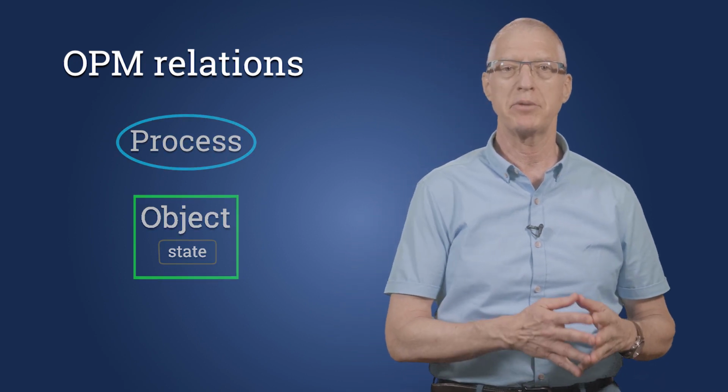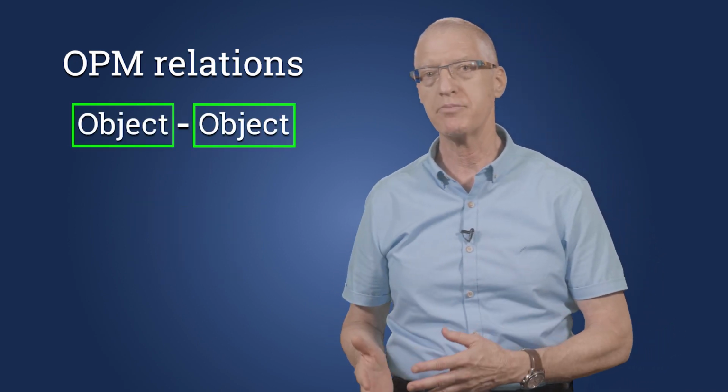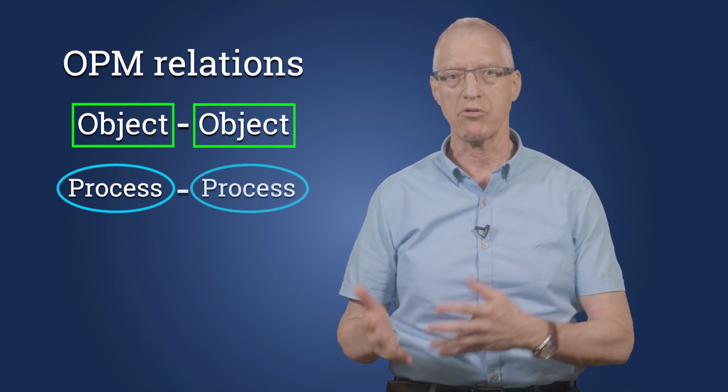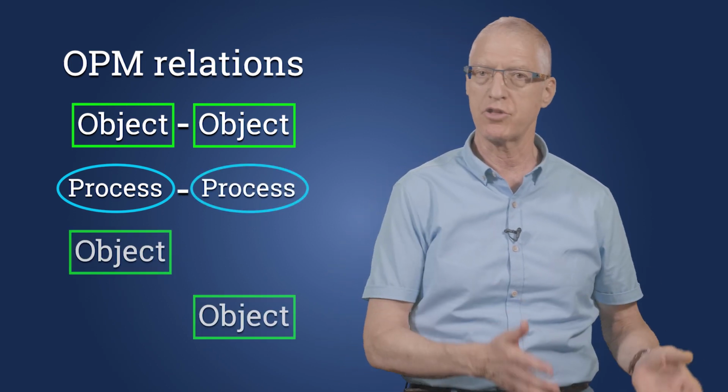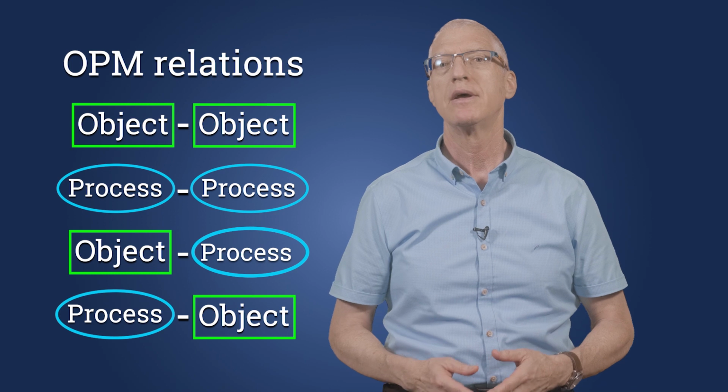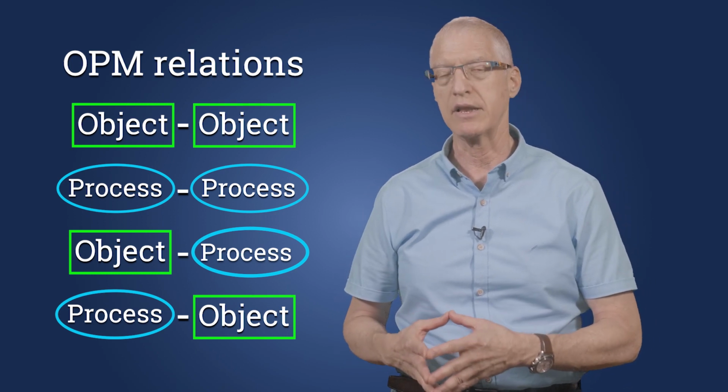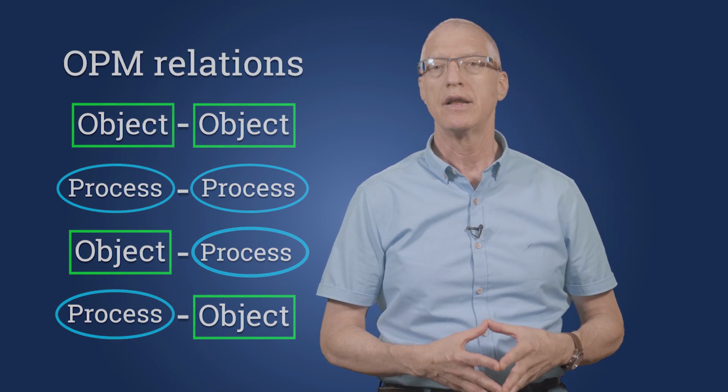Relations in OPM can be between an object and one or more objects, a process and one or more processes, or between objects and processes. The battery you were asked to model is, of course, an object. Let's watch together a video which describes the electric cell and its structure.